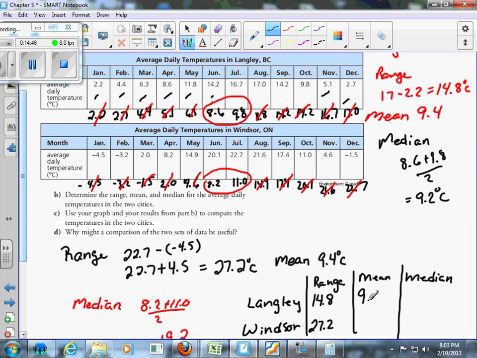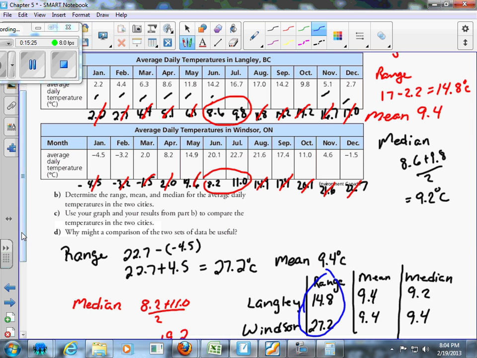The mean temperatures are almost the same, and the median temperatures, 9.2 and 9.6. So if you were to look just at the mean and median, you wouldn't see much difference in the two cities. But it's the range that is telling you the biggest difference. So one has a temperature variance of 27 degrees, and the other one a variance of 14.8 degrees.